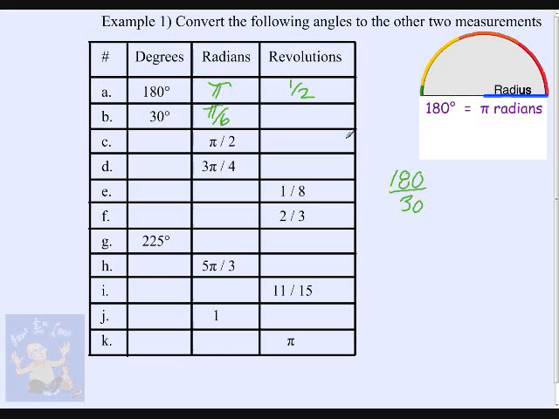And how many revolutions will that be? A half a revolution would take us 180 degrees, and we're only going to go 1/6 of that. So we've got 1/6 of, remember, of means multiply, 1/2 of a revolution. What do we do when we're multiplying fractions? We multiply the numerators together. So that would be 1/12 of a revolution.